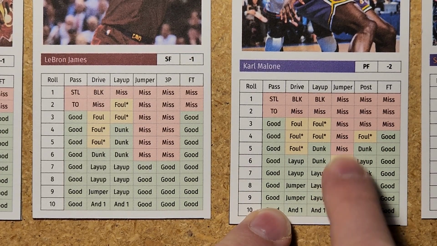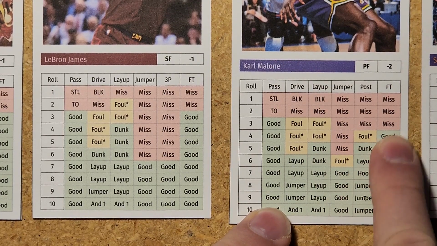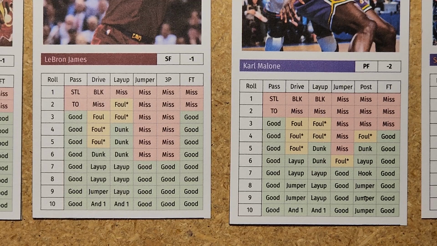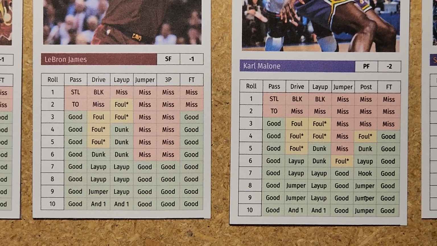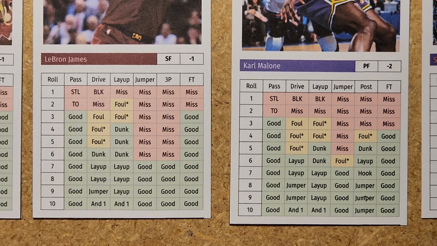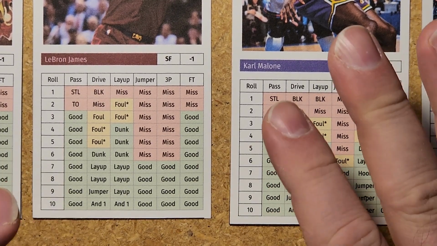Good jumper here from Karl Malone, but also good at the post up. Excellent free throw shooter here. 90% free throw shooter is James Harden. Obviously, Jordan is getting fouled all the time, and he's going to the line. He's also an 80% free throw shooter for his career. That's the other part about these.